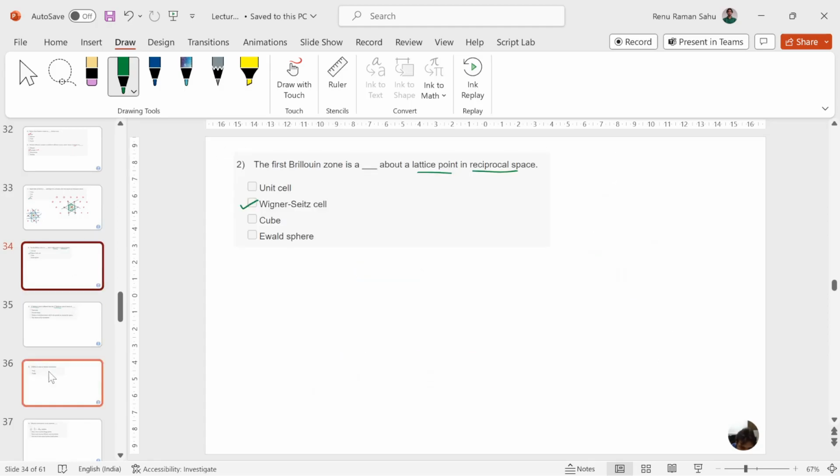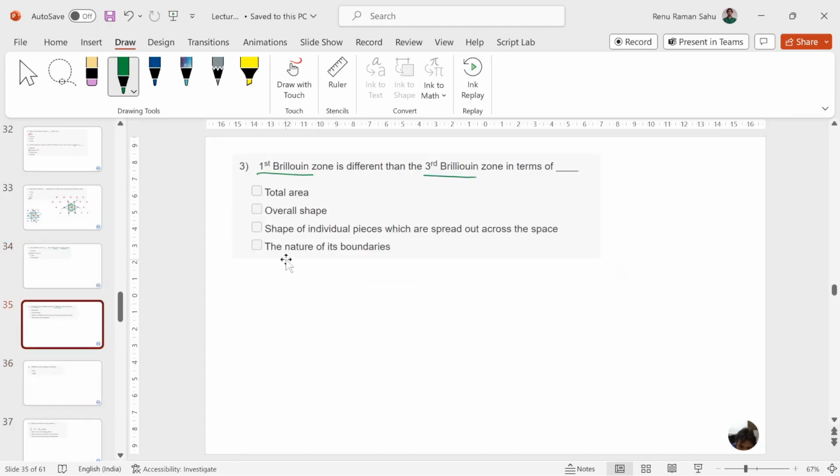Okay, now you answer this question. Not total area, but the overall shape of individual pieces, which are different. The shape of individual pieces which are spread out across the space, that is the one that is different. This is the correct answer. Nature of its boundaries: the boundaries are all the Bragg planes only, so that is not it. Overall shape is also different.